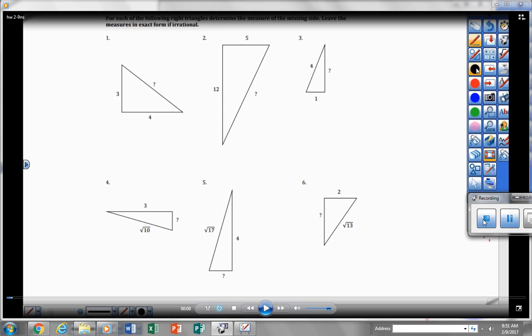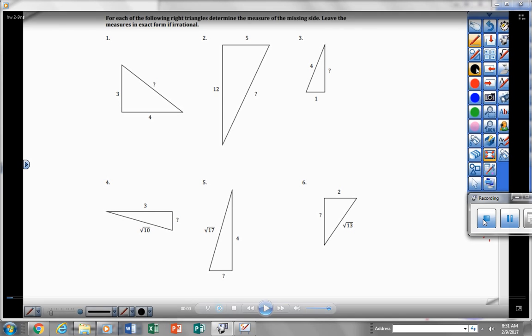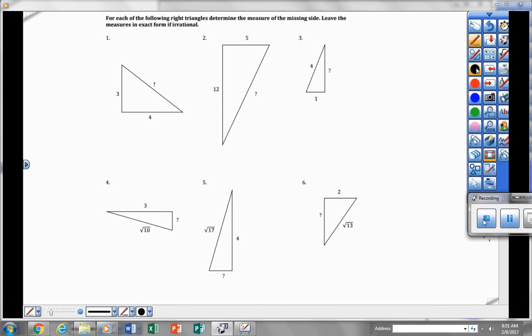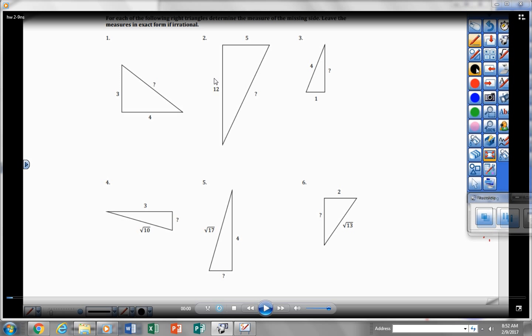Okay, for homework tonight, hopefully you got some of these problems done in class. I'm going to have you do them in your new packet, and then do them in your composition notebook again and write a sentence for each one. So all of these are Pythagorean theorem problems.